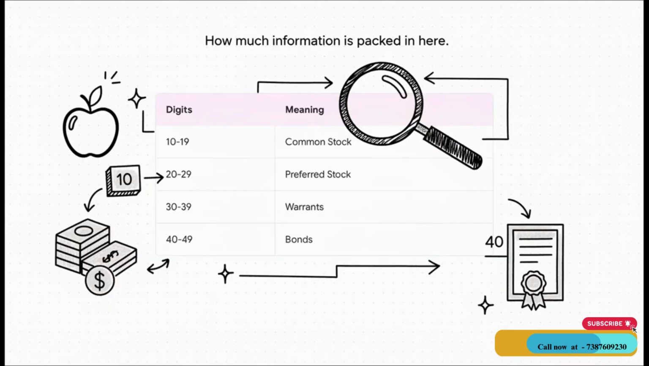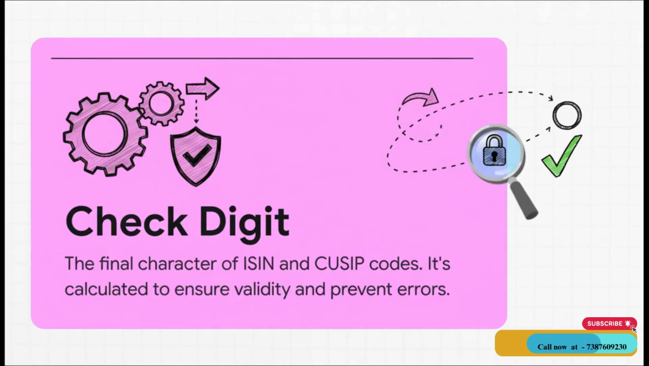And this is just brilliant. It shows how much information is packed in here. The next 2 digits tell you the type of security. Apple's is 10, which, as you can see, falls right in the range for common stock. If this were a bond, it would probably start with a 4. How cool is that? And finally, both of these codes end with something called a check digit.